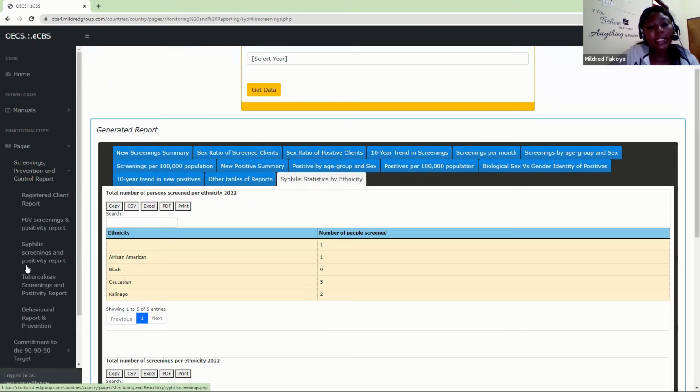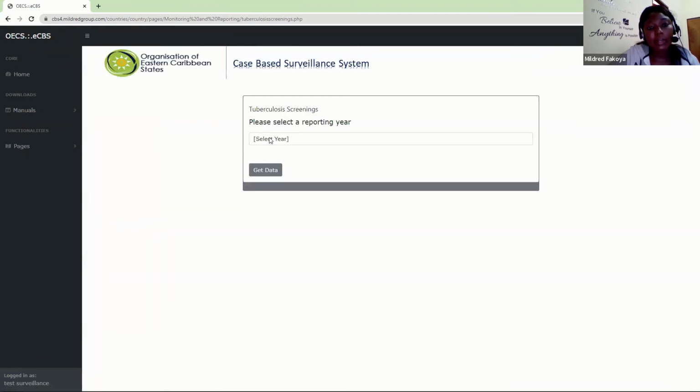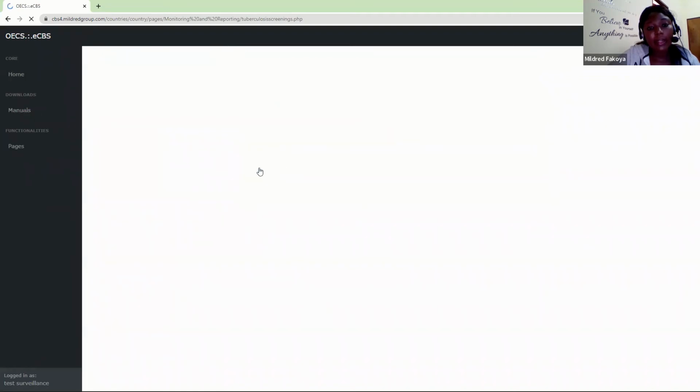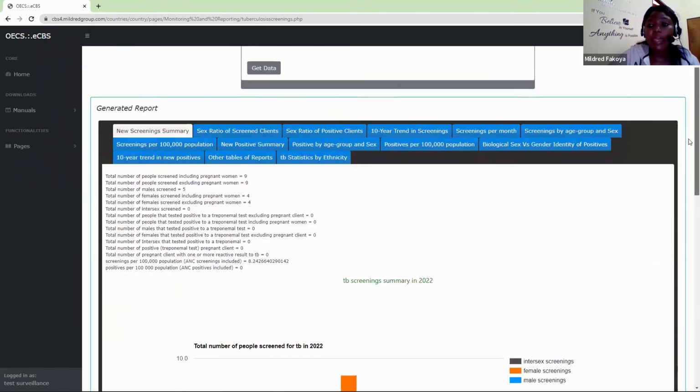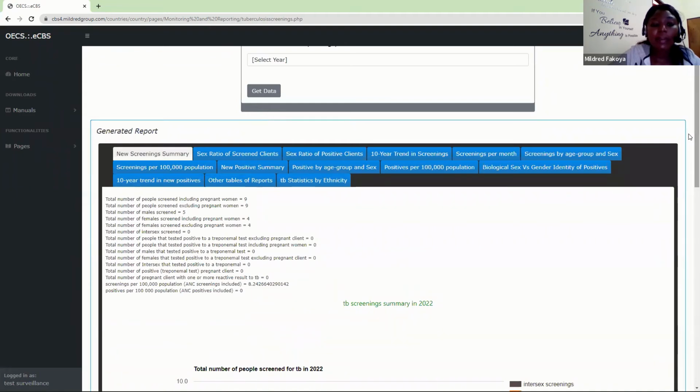Then we have the same thing for tuberculosis, screenings and positivity. And so this tuberculosis, when we get to the management reporting, then we'll accurately get the number of people who were MTB positive and the drug resistance testing. But this just shows the number of recorded reactive or positive test results here, which will not give you whether it was MTB detected or not. It just gives you positives that are recorded.